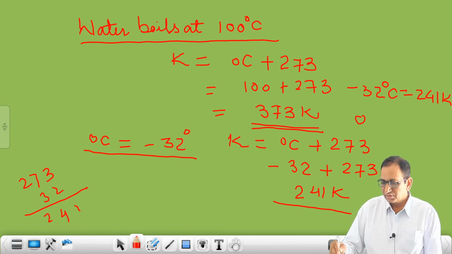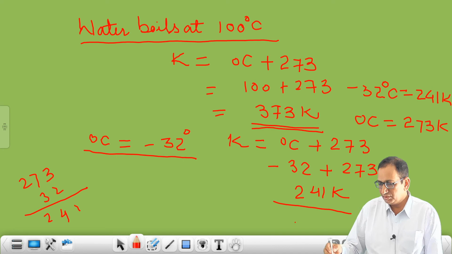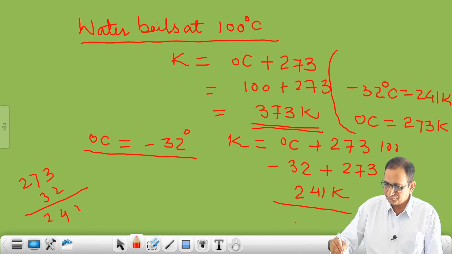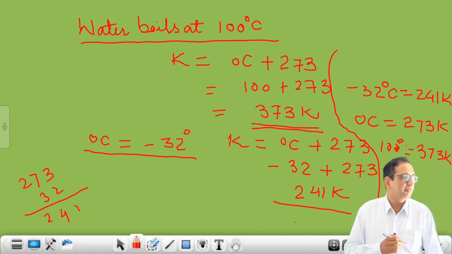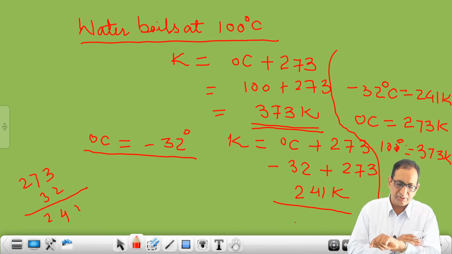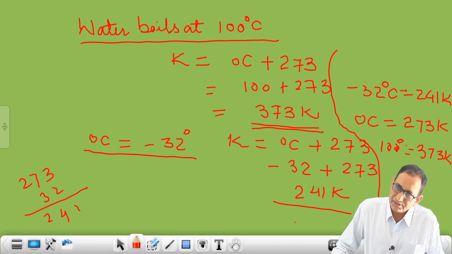is equal to 241 Kelvin. Students, 0 degree Celsius temperature is equal to 273 Kelvin. Your 100 degree Celsius temperature is equal to 373 Kelvin. So students, here it was from degree Celsius to Kelvin scale.